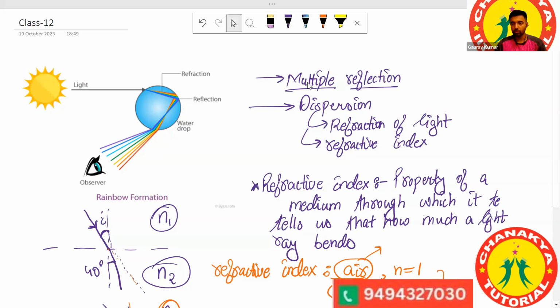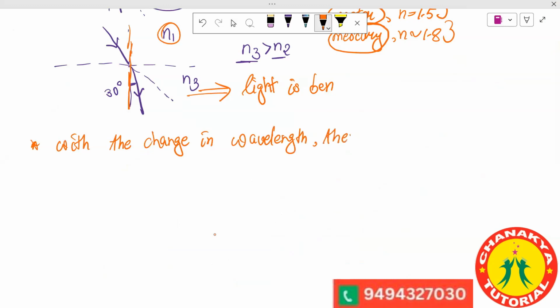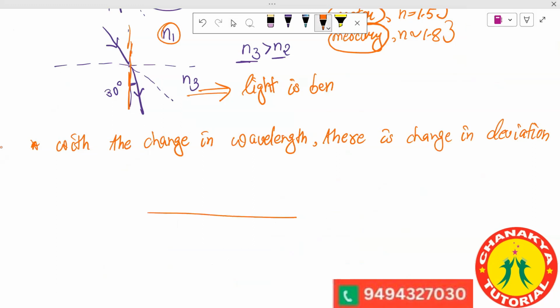Okay, we don't need to know about the direct relation between refractive index and wavelength. Just remember this: with the change in wavelength, there is a change in deviation. What does that mean? Let's say this is the bending of it.